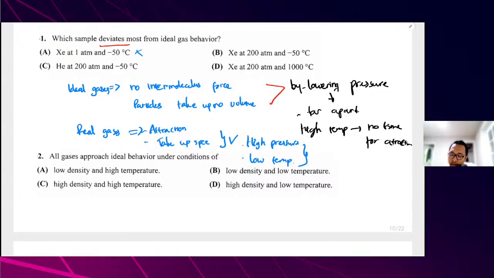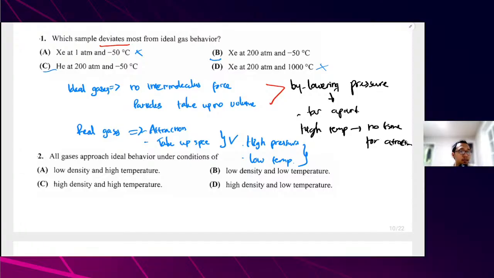All right, now let's move on to which one has the lowest temperature. Between B and C, right? We can eliminate option D. We need to consider one more thing. Which one is bigger?